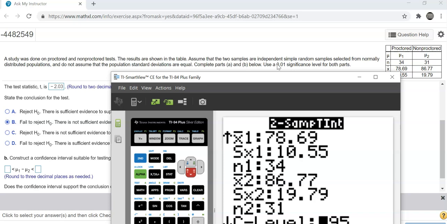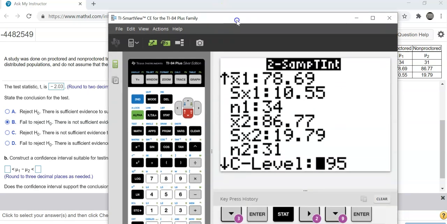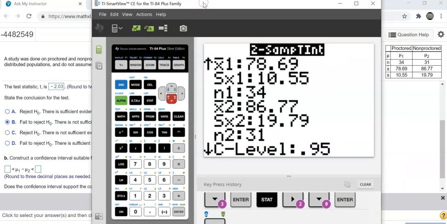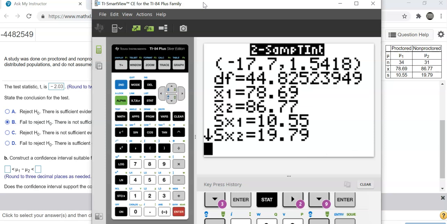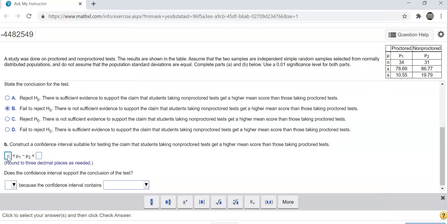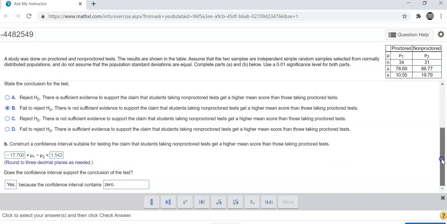So I'm going to double this, and I want 0.01 in each end. So if I'm then taking away 0.02, I want a 98% confidence interval. So I'm going to change my confidence level, my C level here, to 0.98. Okay. And then no pool, calculate. So right there, this is saying the bottom is negative 17.700 and then 1.542. And yes, it does, because it contains 0. So this has 0 in it, so there could be no difference.